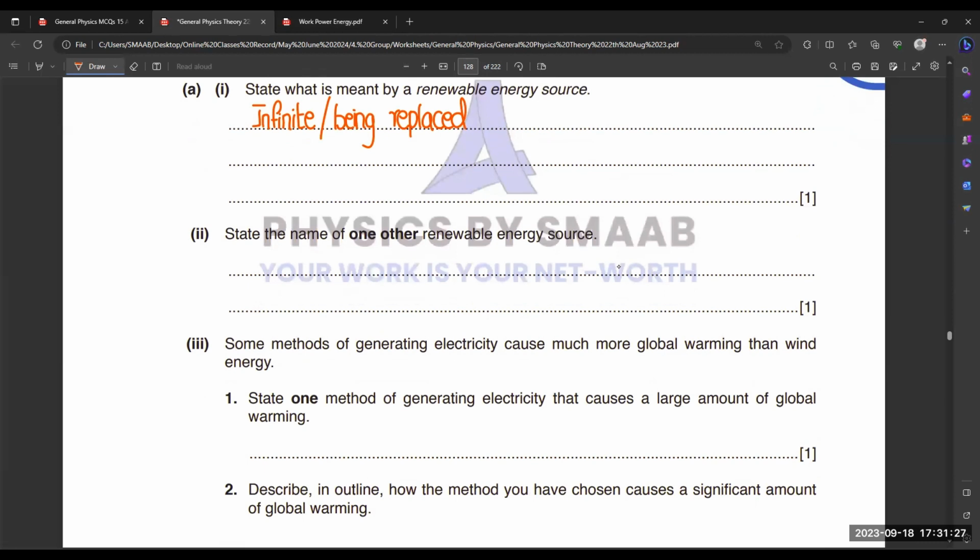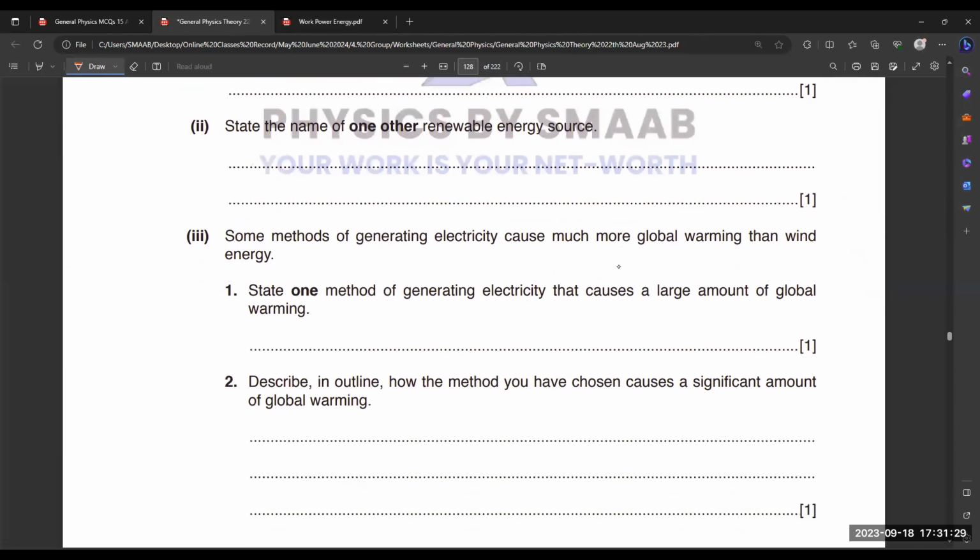And it will not run out, just like the other sources. And state the name of one other renewable energy source. One is already given in your question, the example of the wave, and you have to mention one other renewable energy source that is not given in the question.